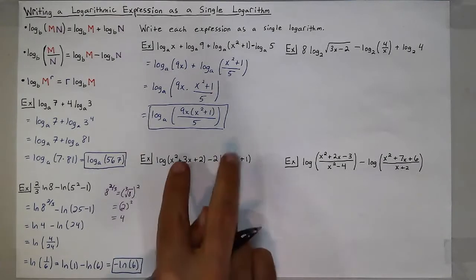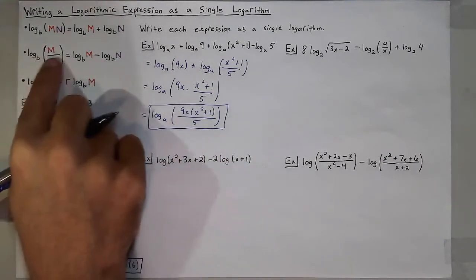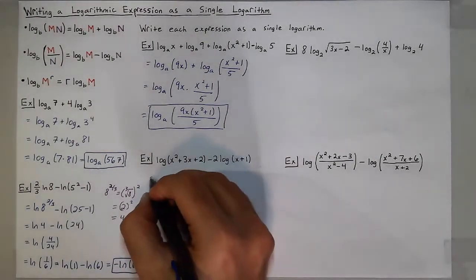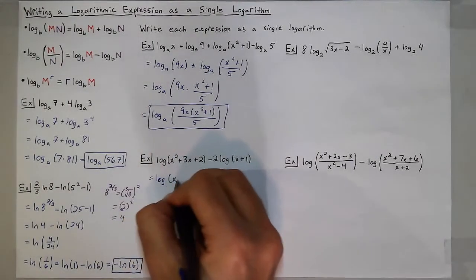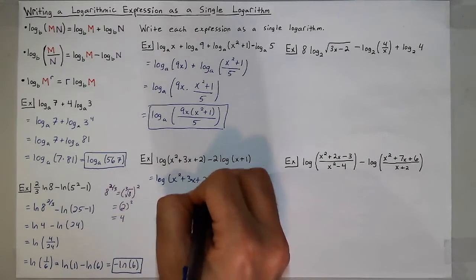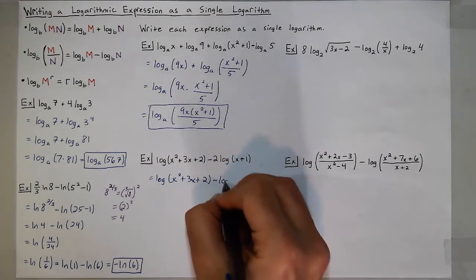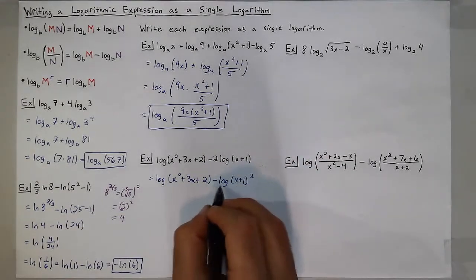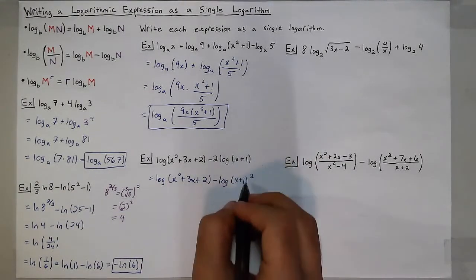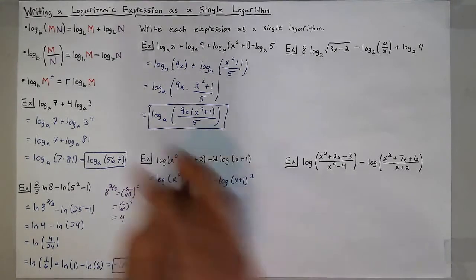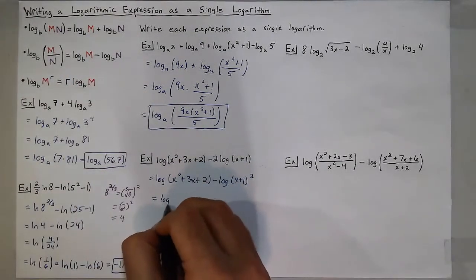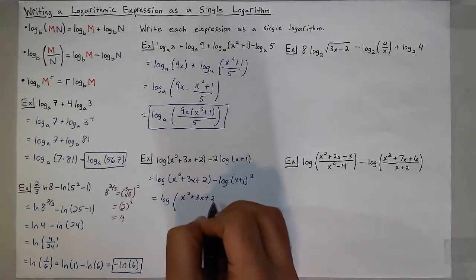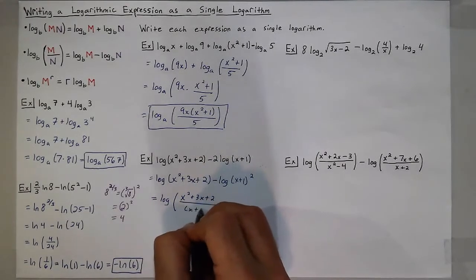But before I can combine those two with the subtraction property, the quotient one, I need to move that 2 into the logarithm. So I'll have log of x squared plus 3x plus 2 minus log of (x plus 1) squared. And now that I've gotten rid of the 2 and moved it into the log, I can now combine these with the quotient property to be log of (x squared plus 3x plus 2) over (x plus 1) squared.